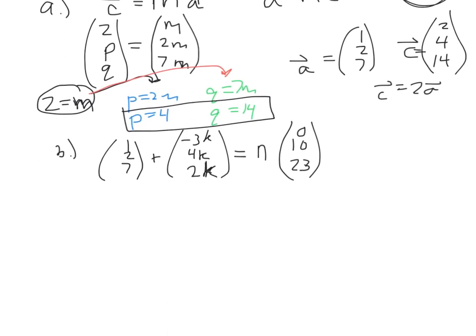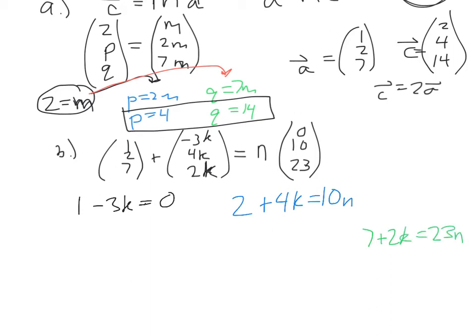So let's see here. My x components are going to come together and tell me that 1 minus 3k has to be 0. Well, that's going to be really convenient. My y components are going to come together and tell me that 2 plus 4k has to be 10n. And finally, my z components are going to come together and tell me that 7 plus 2k equals 23n. I now have a system of 3 equations with 2 unknowns, and I want to go back and solve these and make sure that it's all going to work out. So I'm going to solve these things now.